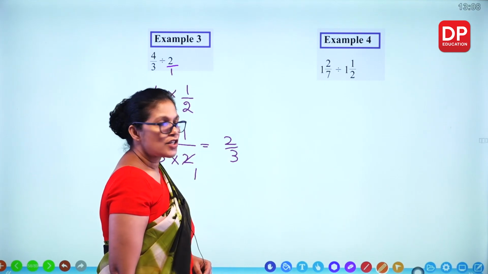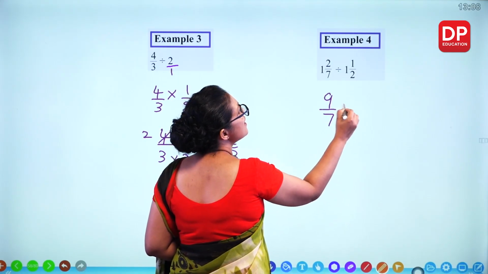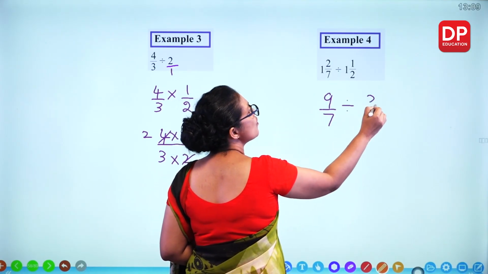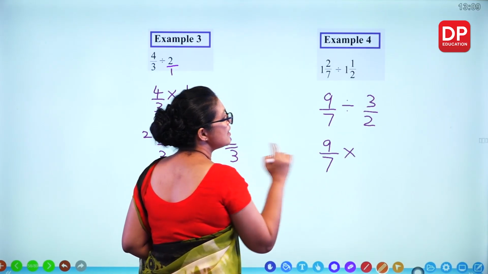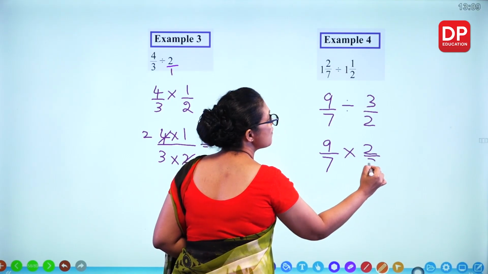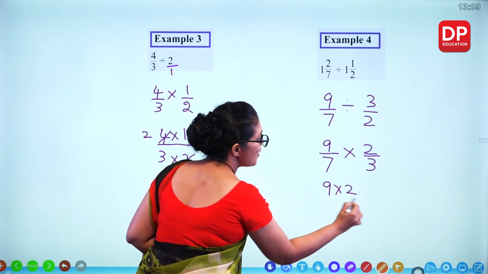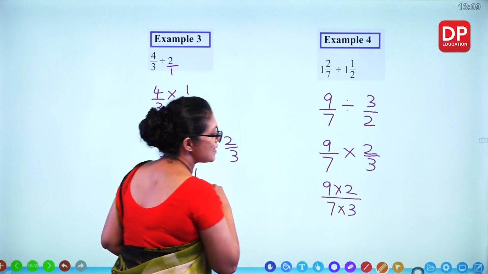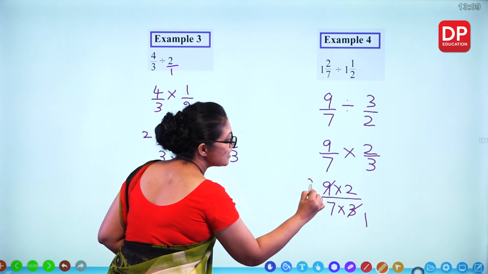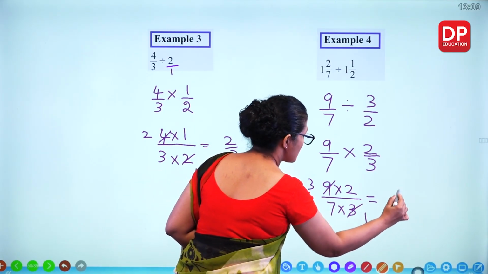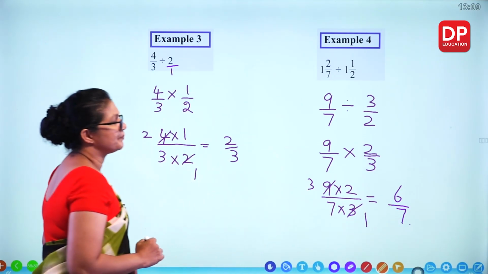Example number 4. Convert to improper fractions. 9 over 7 divided by 3 over 2. Now convert to multiplication. Take the reciprocal of the second fraction. That's 2 over 3. Multiply the numerator separately, denominator separately. Simplify first. 3 times 1, 3 times 3. So 3 times 2 is 6 and 7 times 1 is 7.